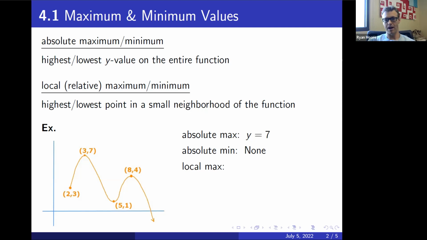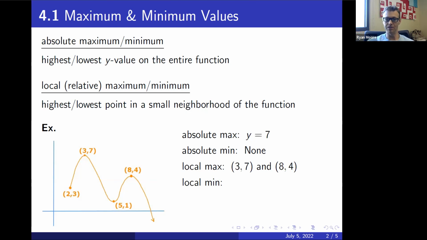Now, for absolute max or min, there can be only one, at most. Maybe there's none. But for local, there could be several. So local maxes, there are actually two. The one at (3, 7) is a local max, but also the one at (8, 4). If we just look in a little neighborhood, it's not the highest one on the whole thing, but compared to the points nearby it, (8, 4) is a local max as well.